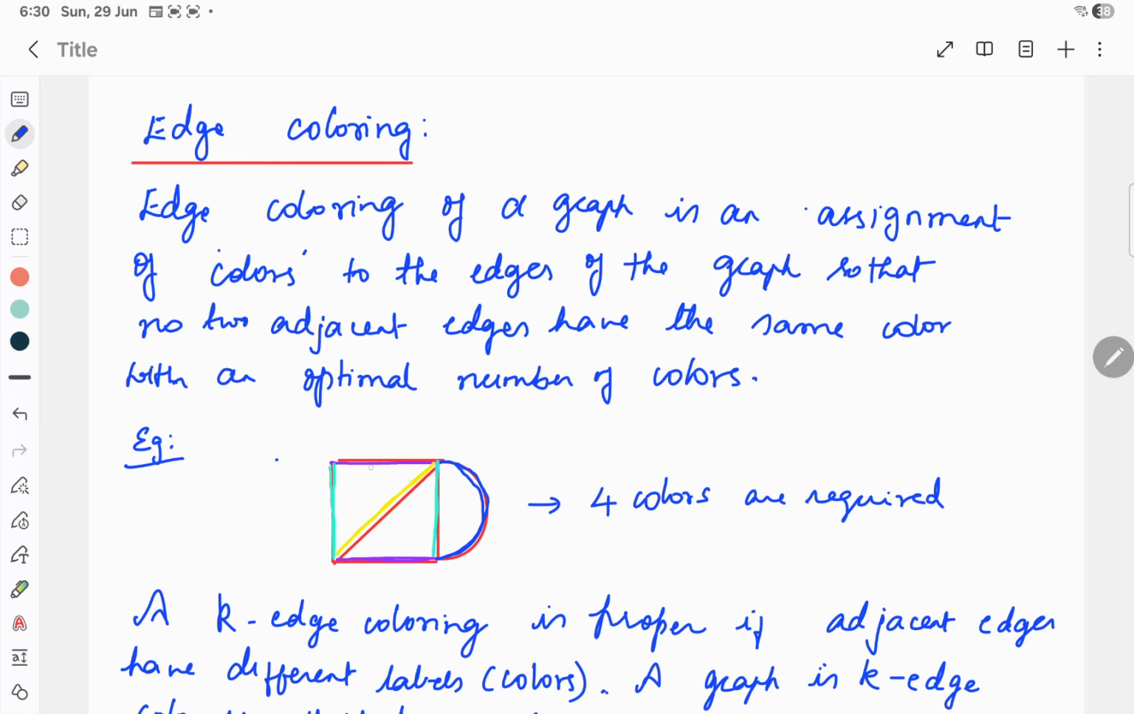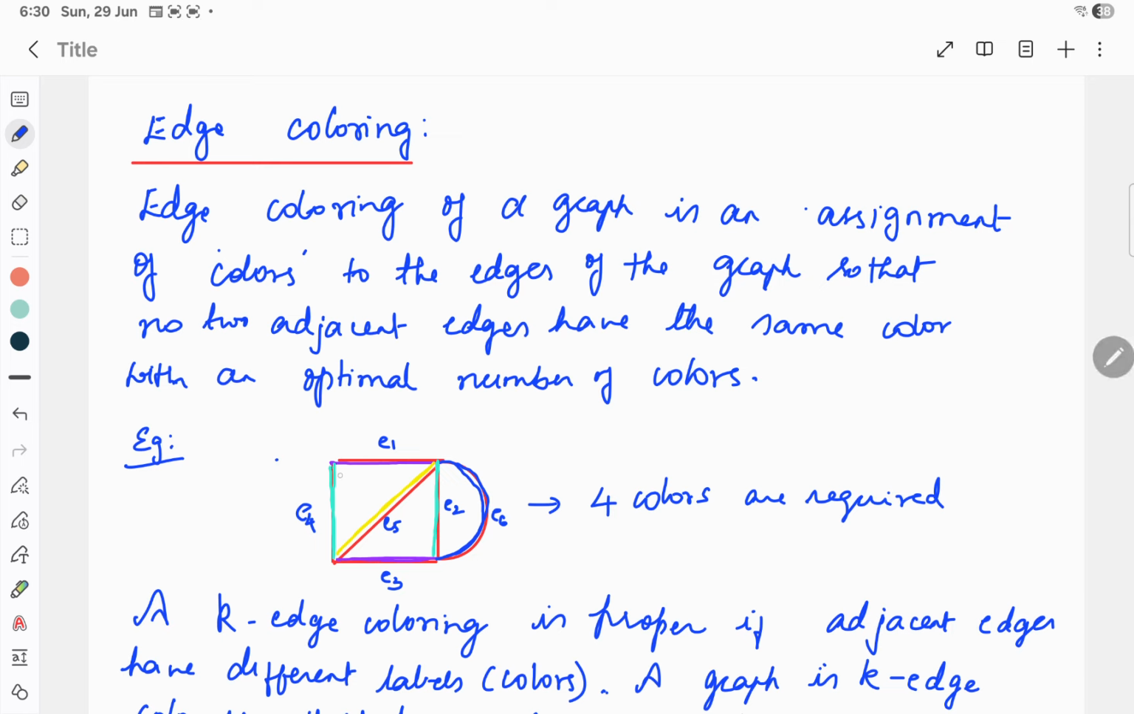Okay, here I have the graph. First I will consider this edge. Let me call them E1, E2, E3, E4, E5, E6. There are 6 edges. Now I have to color these edges in such a way that we cannot use the same color for adjacent edges, right? As well as we have to use the minimum number of colors.